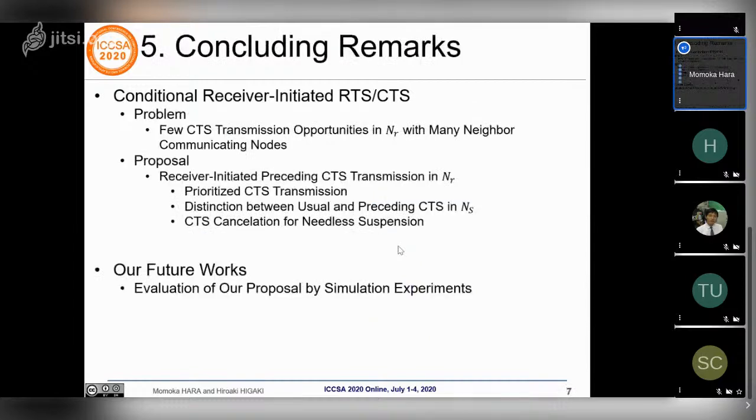This is a summary of my presentation. In order to evaluate our proposed method, we will implement our protocol in a simulator and measure distribution of transmission delay of data messages. Thank you very much for your attention.